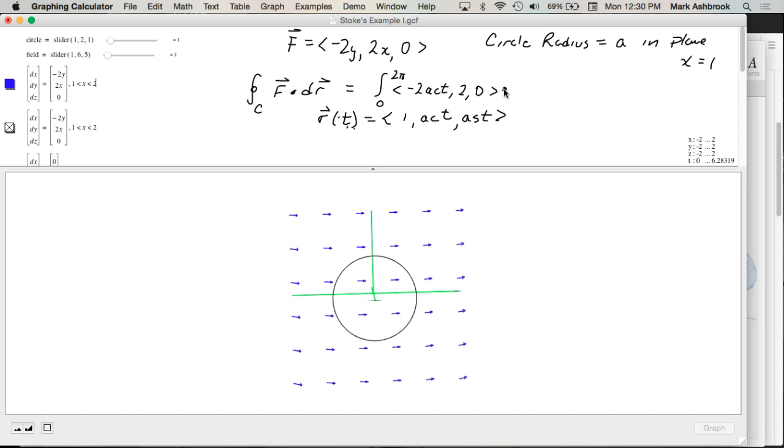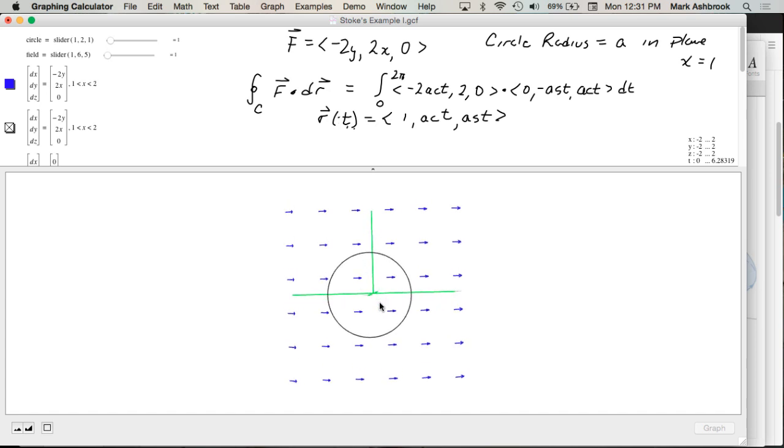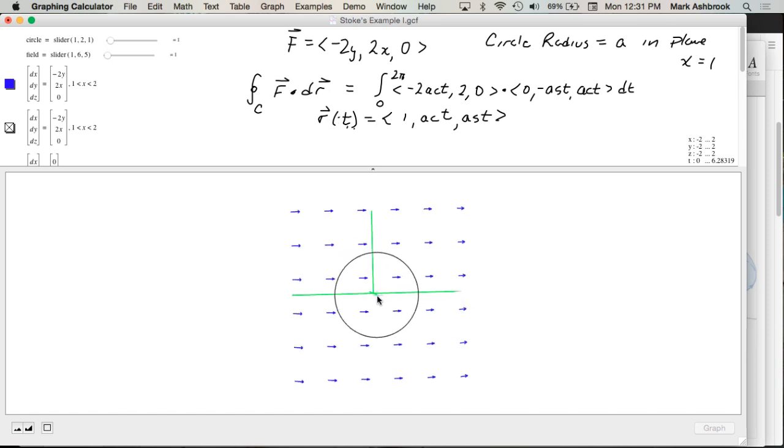So what's dr? It's 0, negative a sine t, a cosine t dt. So instead of solving that out, we're going to just predict it. We're going to look at it. So here's the part of f that matters, and we're going to do a line integral around that. Negative, 0, or positive? What do you predict?